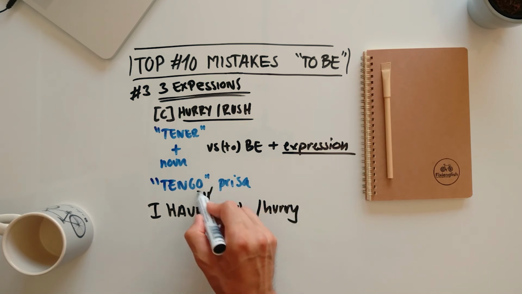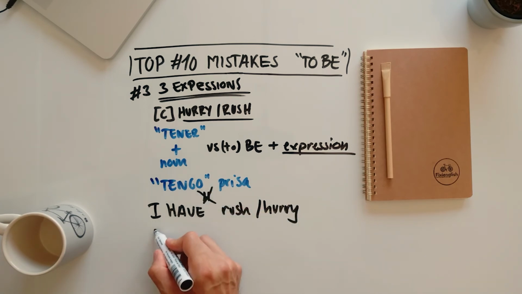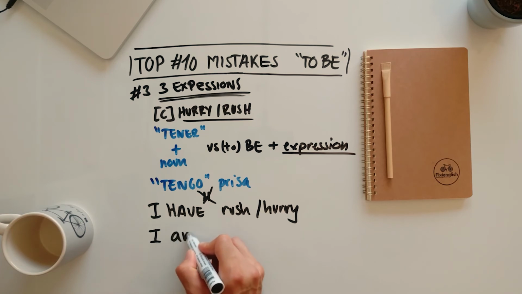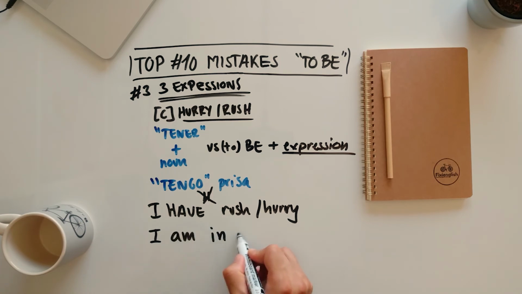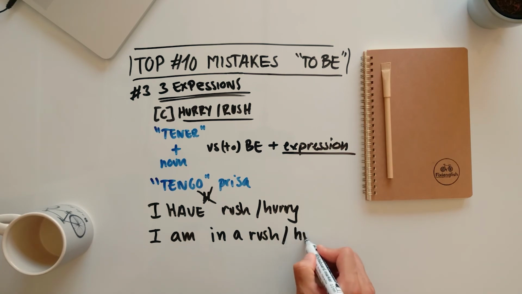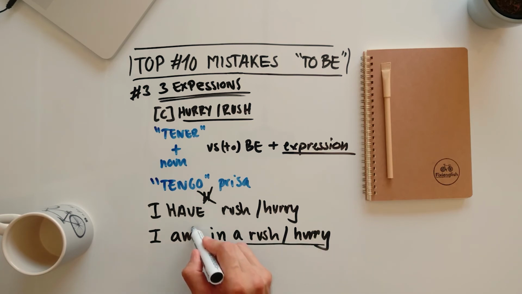But yet again, this would be wrong. We would have to say I am, using the verb to be, in a rush, or I am in a hurry. In this case, using the specific expression I am in a rush or I am in a hurry, the verb to be combined with the expression. What could be some practical examples using these three expressions in different ways?